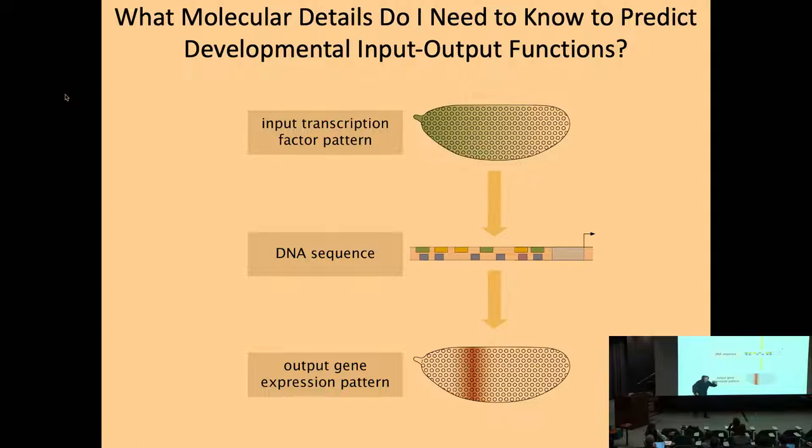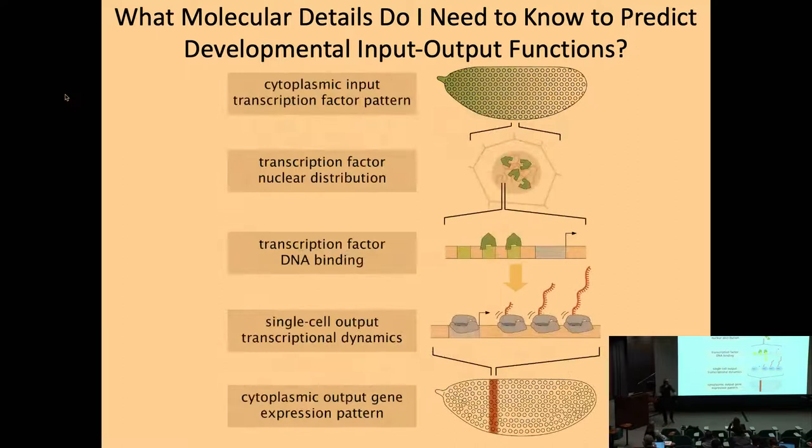Because maybe it's not just about what is the concentration of my activator in the cytoplasm. Maybe I need to know something about what it's doing inside the nucleus, how it's binding and unbinding from the DNA. What does that do to the individual genes in terms of its gene expression dynamics? And then how do all these individual cells in the organism come together in order to generate a macroscopic pattern of gene expression? And at least by my definition, the way I think about 4DCP, this is the kind of question that we're all interested in the context of going from an organism back to the molecular level and again back to the organism, okay?